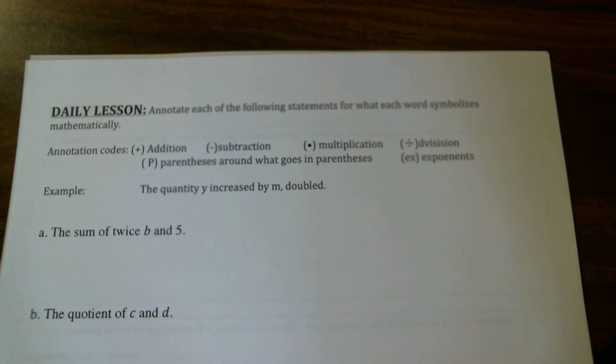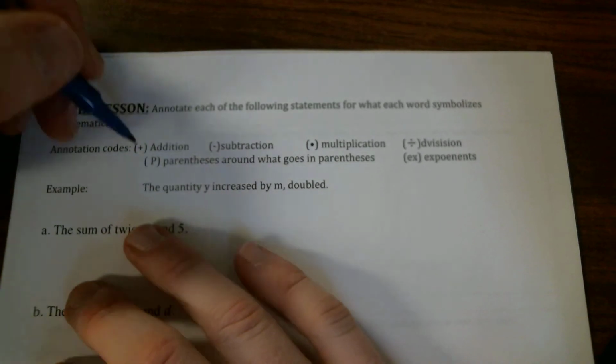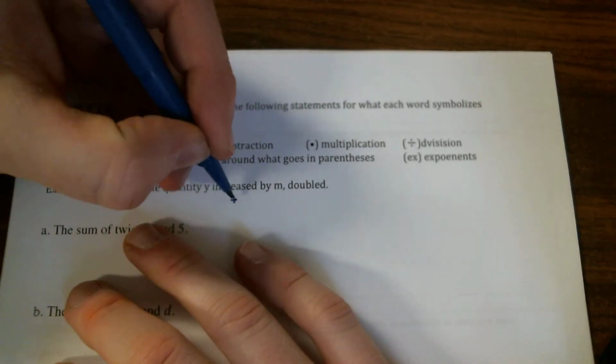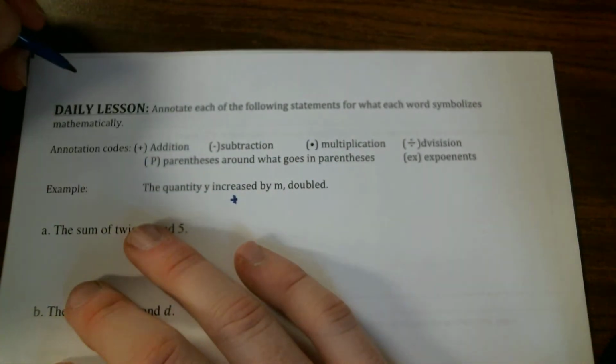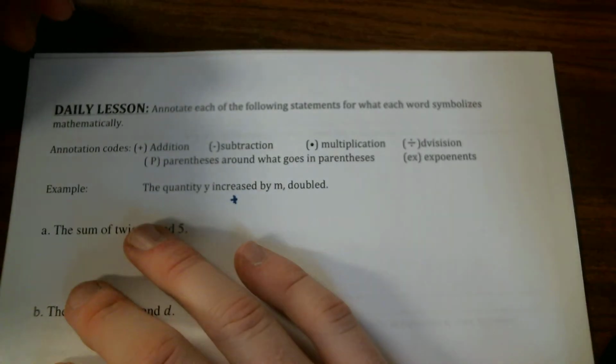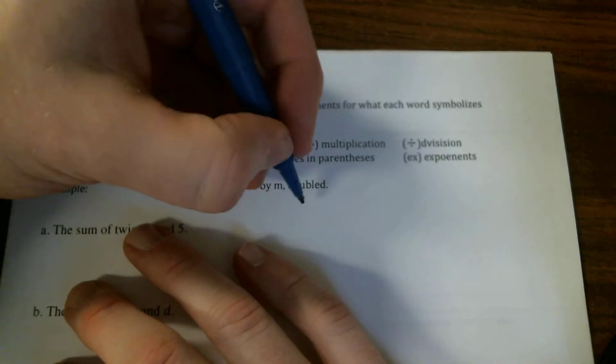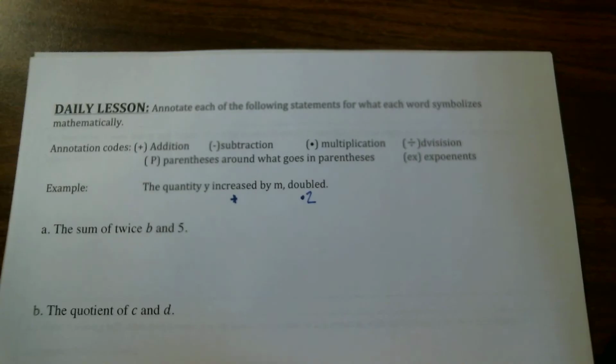The first thing I want you to do is go through these examples and annotate them for what each of them means. For example, in this first one, it says the quantity y increased by m doubled. So first, increased by makes me think addition. Doubled makes me think multiply, specifically multiply by 2. I don't always know that, but here I would.